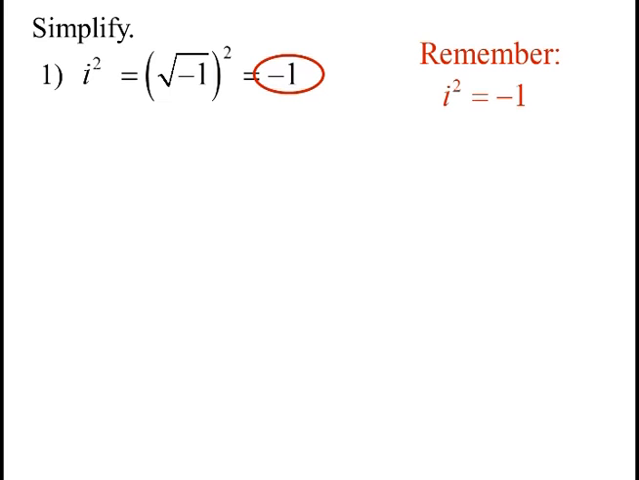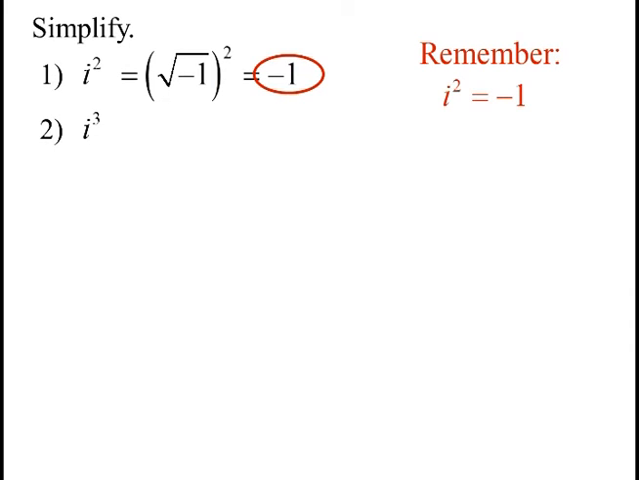Now let's take a look at powers of i. What is i squared equal to? Well, we know i squared is i times i, and i is root negative 1. So what would root negative 1 times root negative 1 be? It's negative 1. Just remember that i squared is equal to negative 1. We're going to use that in future problems.